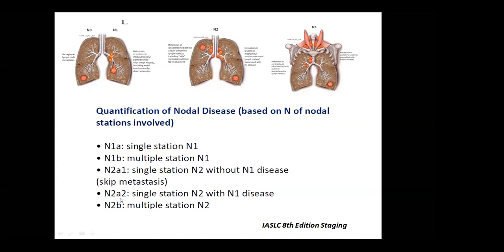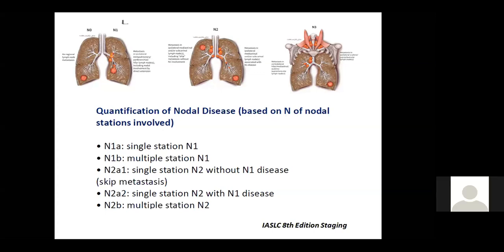N2A2 is a single station N2 with N1 disease. So with skip metastases is classified as N2A1, and without skip metastases is classified as N2A2, and multiple station N2 would be classified as N2B.